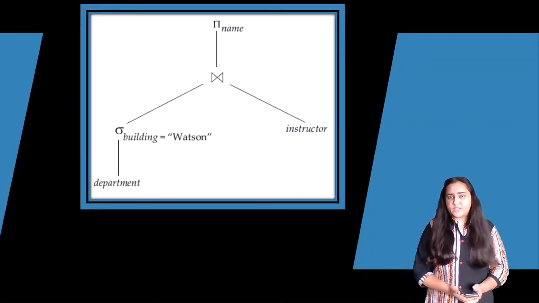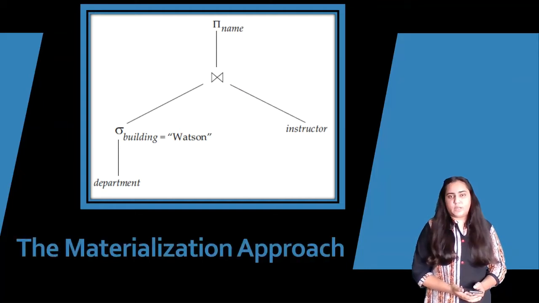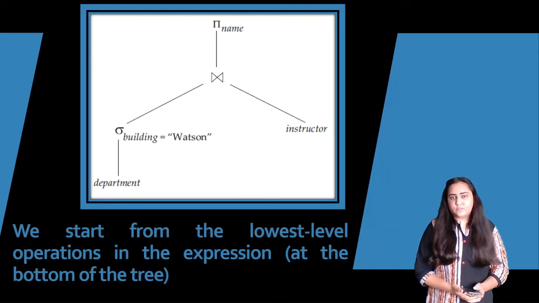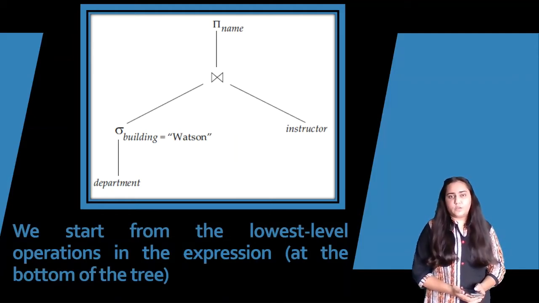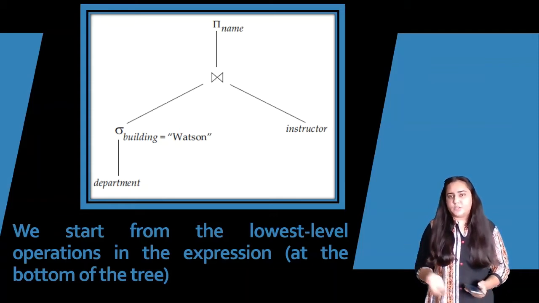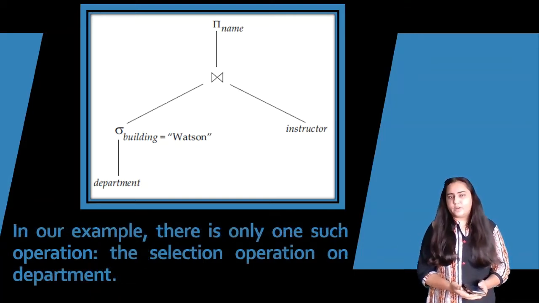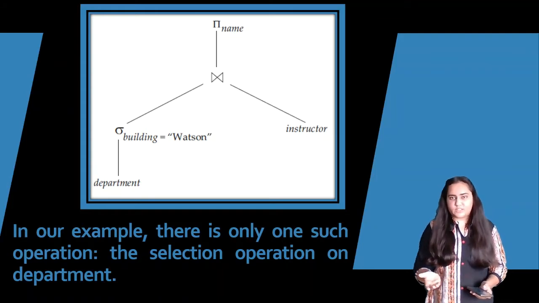So the first way to evaluate such expressions is to apply the materialization approach. This approach works in the following manner. We start from the lowest level of operations in the expression, that means at the bottom. So at the bottom, you can see the expression that is there is department, right? This is our example where in the bottom we have only one expression.